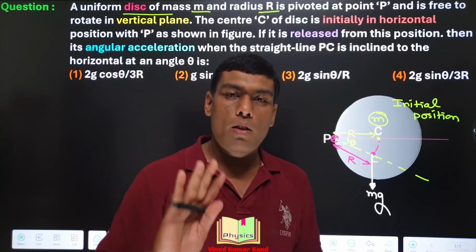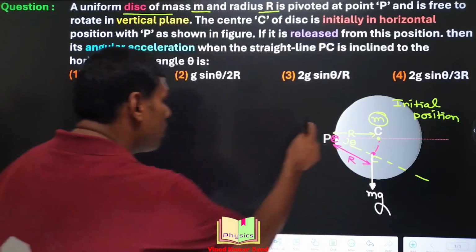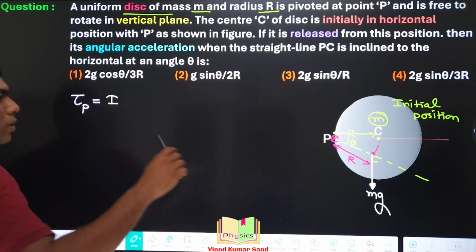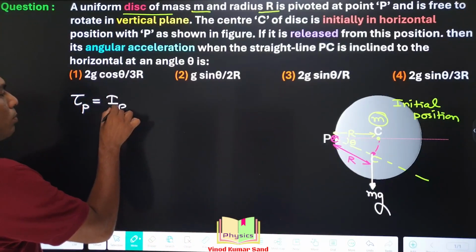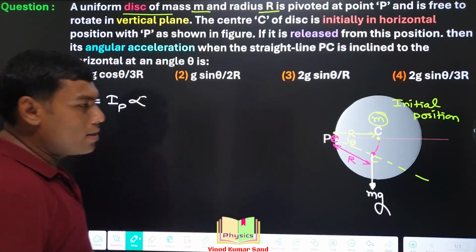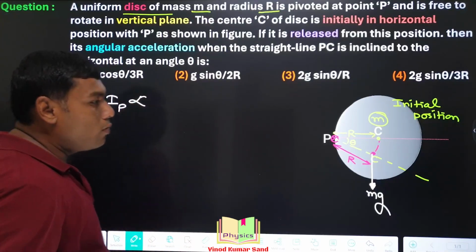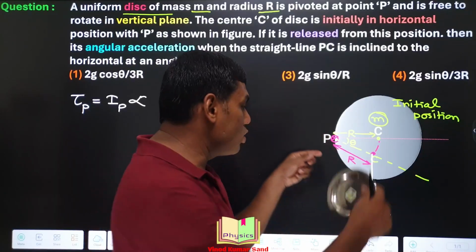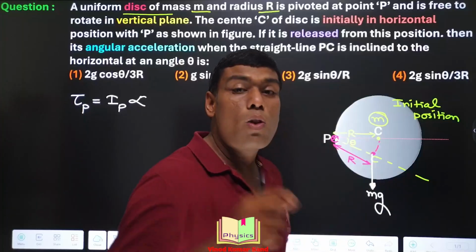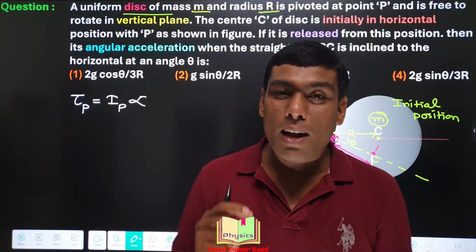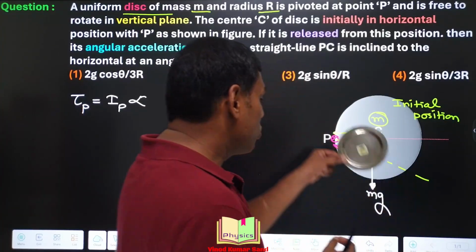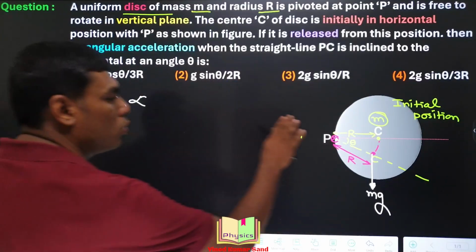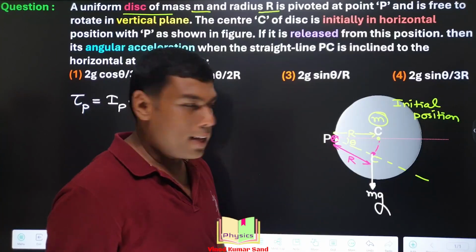I am not showing the forces at the hinge intentionally because we will be writing the torque about point P, which will be the moment of inertia about an axis passing through the point P multiplied with the angular acceleration alpha. The torque of the forces acting at the hinge, at point P, will be zero, because the forces are passing through point P only. So the torque of the hinge forces will be zero. That's why I am not showing those forces in the free body diagram.